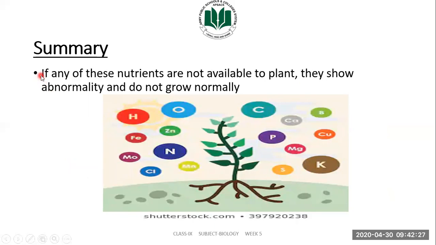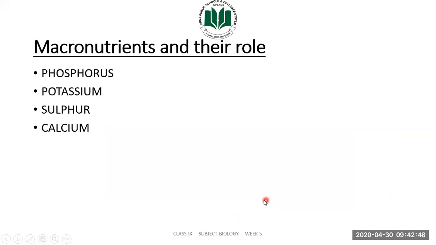If we look at the summary of both of these topics, if any of these nutrients are not available to the plant, what happens? They will show abnormality and do not grow normally. So here you can see hydrogen, oxygen, carbon, potassium, nitrogen, and a lot more, and micronutrients: calcium, iron, molybdenum, chlorine. They are required for proper growth of the plant. Let's discuss each of these with suitable examples so that we may understand the role of macro and micronutrients separately. We will be discussing phosphorus, potassium, sulfur, and calcium.